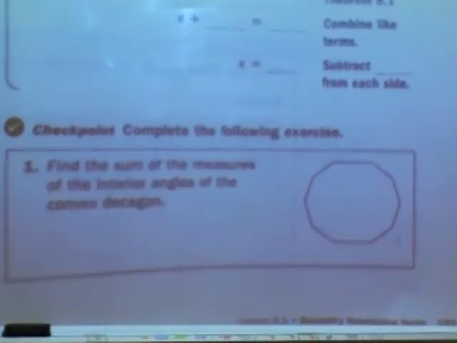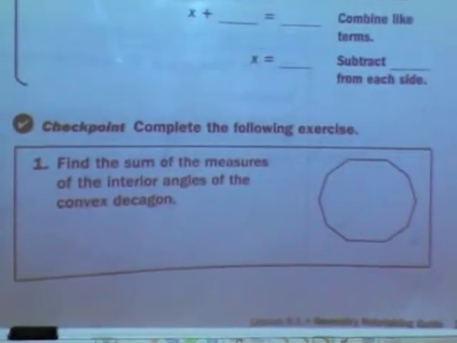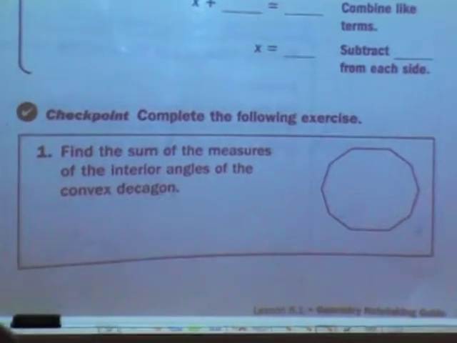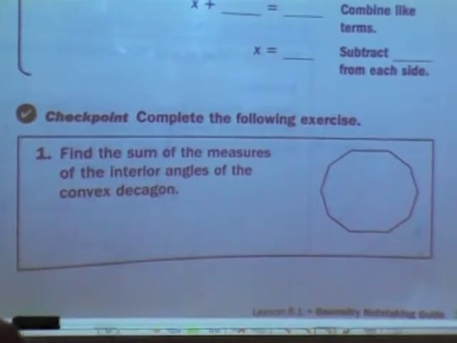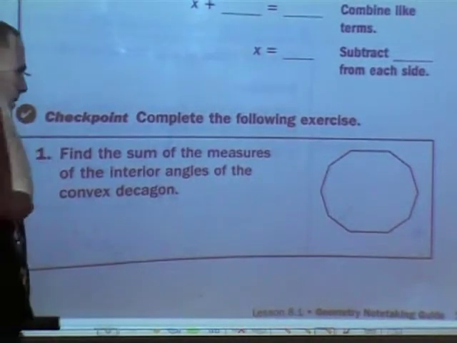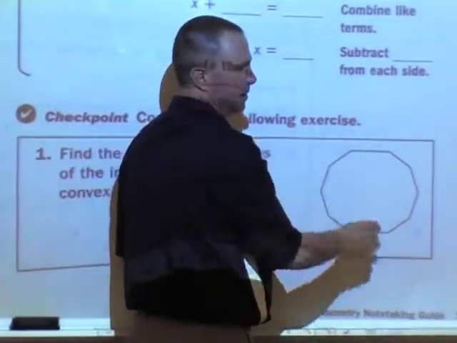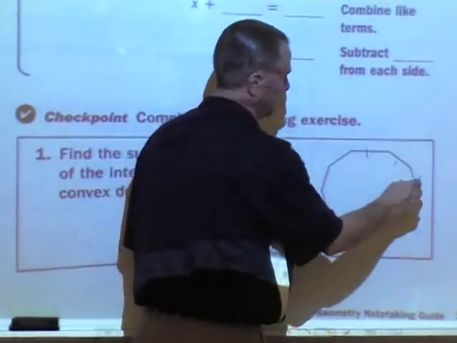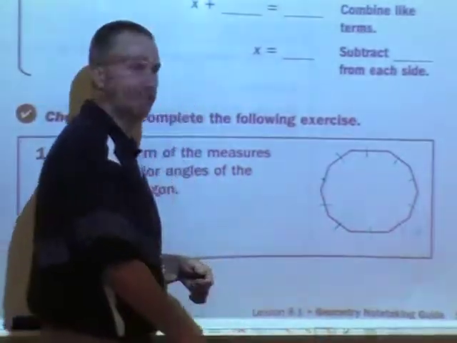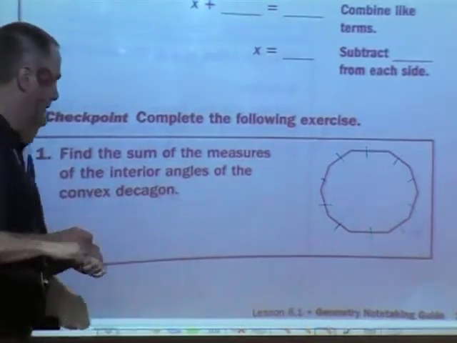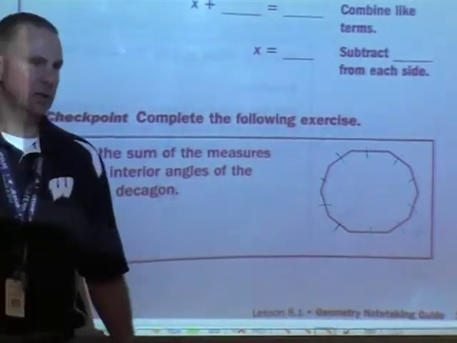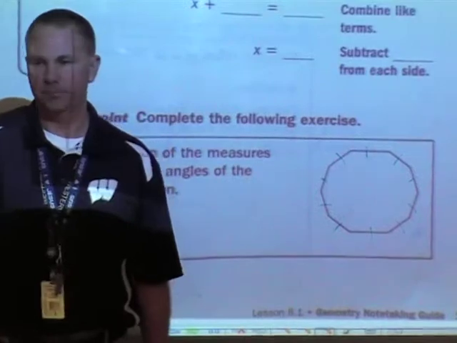Okay. Find the sum of the measures of the interior angles of the convex decagon. So they didn't need a picture there. You should know how many sides a decagon is. It's 10. But if you're going to count, make sure you count correctly by making hash marks so you don't screw up. 1, 2, 3, 4, 5, 6, 7, 8, 9, 10. That's right. Use your formula. Tell me what that comes out to be.